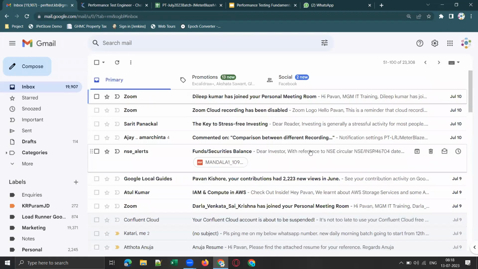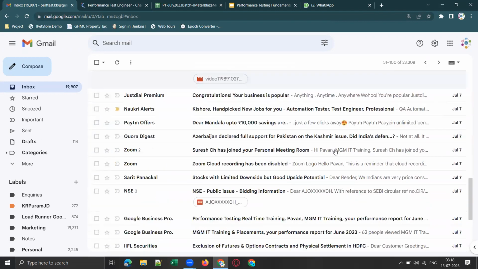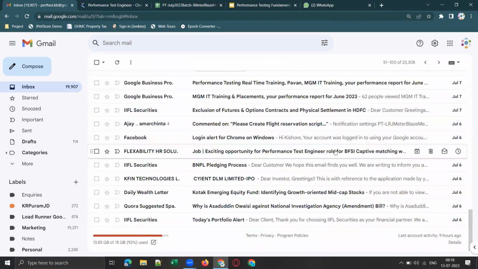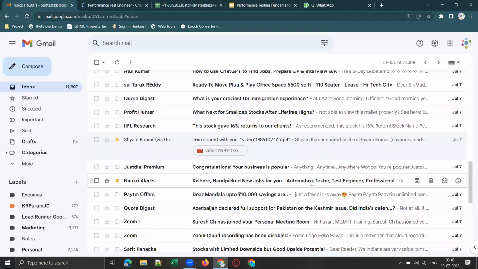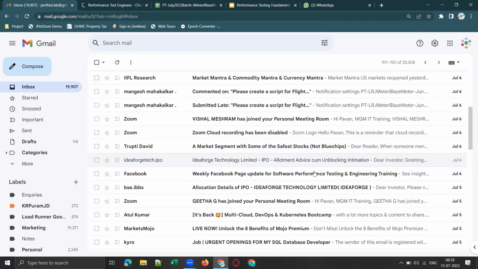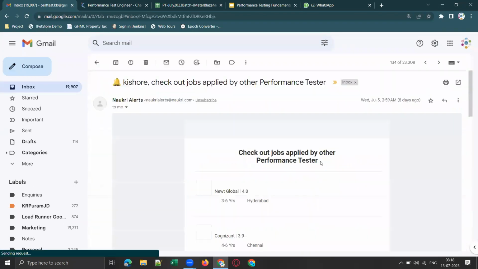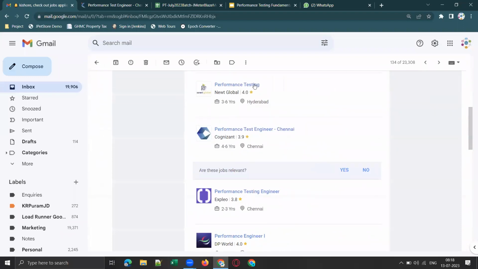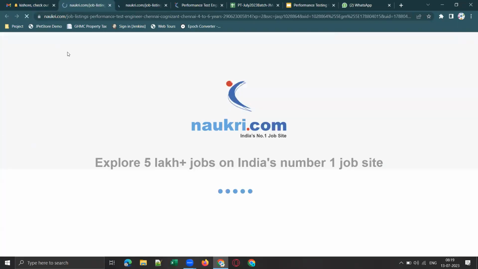If you see any JD, any job description in Naukri or LinkedIn, wherever, like Monster, they will be asking mostly for, okay, I'll search for Naukri alerts otherwise. Whether it is Naukri or LinkedIn or any other JD, they will ask you for LoadRunner and JMeter. See, you have a couple of performance testing openings over here, and this mail is from July 5th. Let's see a couple of these job descriptions.